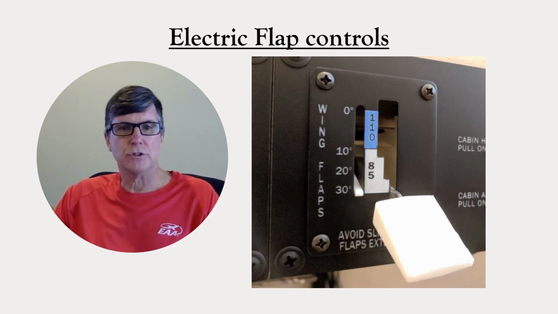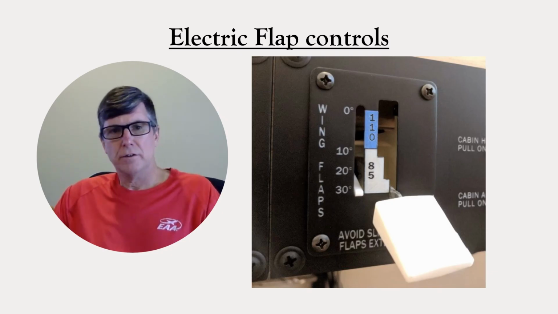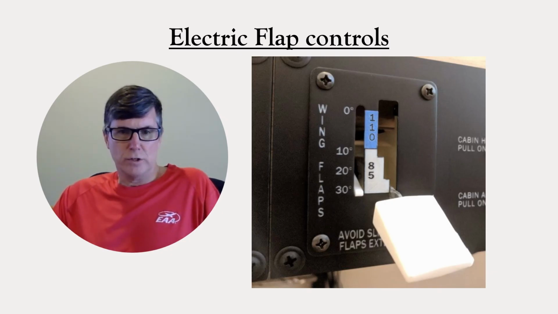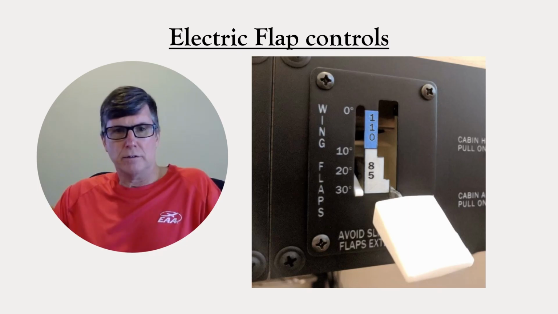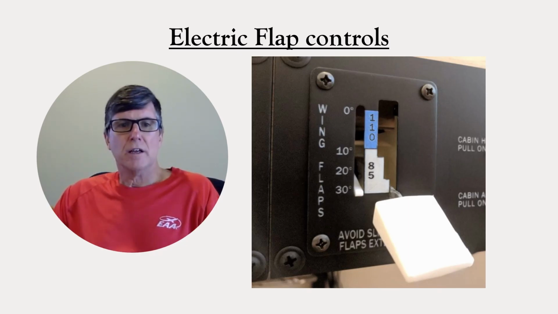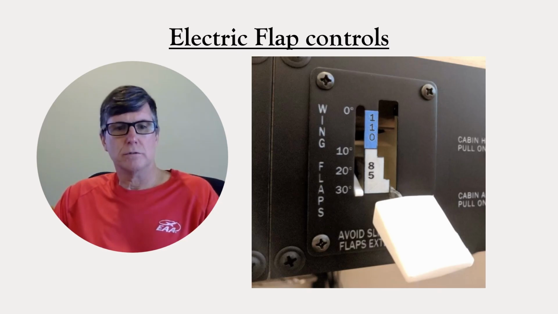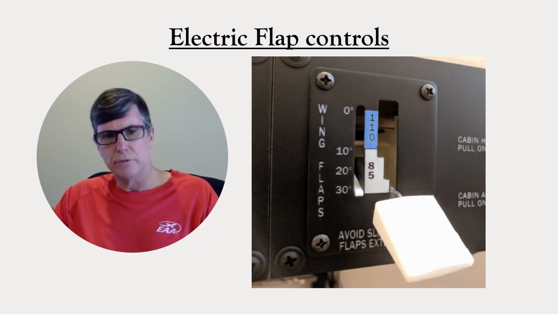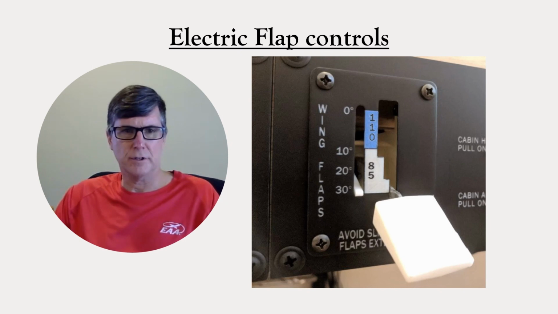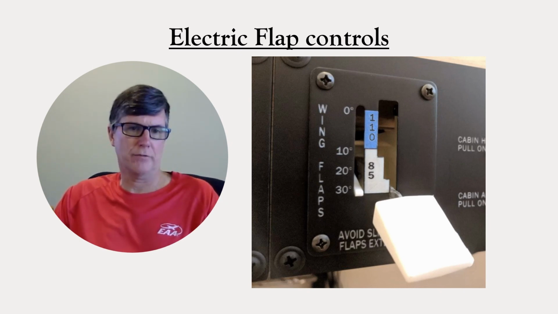In other airplanes, the switch just has an up, down, and neutral position, and if you want to select a partial deployment of flaps, you would push the switch down, and then you'd count off, 1-1000, 2-1000, 3-1000, and then switch the switch back off again.